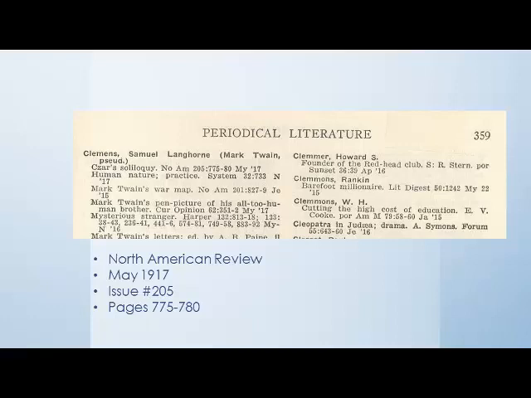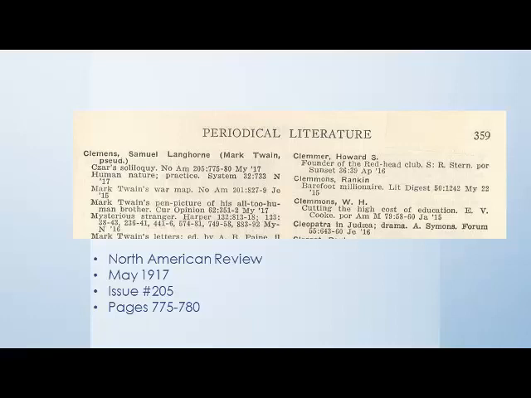Title of the article is Czar's Soliloquy in the North American Review. We know this by referring to the list of periodicals indexed in the front of the book. From May of 1917, issue number 205, pages 775 to 780. From here, you would find out if we have that journal here on microfilm, print, or anywhere. It could even be in a database.